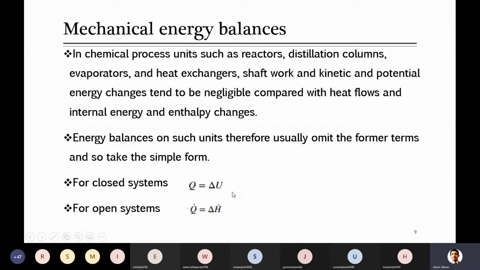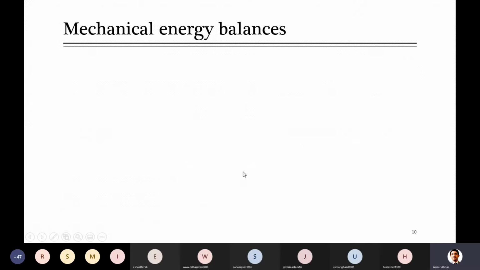When we apply balance on this system and the changes in kinetic and potential energy are negligible, those two terms as well as the work term are neglected. Most of the time for closed system, and this was for closed system unsteady state, the equation is reduced to this form. As well for open system, the equation was Q plus Ws is equal to del H plus del KE plus del PE. If we ignore the shaft work and kinetic and potential energy change, this equation is simply left over.